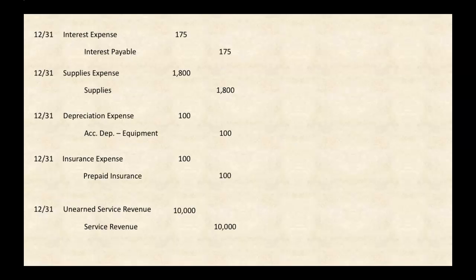So here are all of the adjusting entries that we made. And you'll notice in these entries, words are similar, right? Interest, interest, supplies, supplies. That's going to be a theme as you continue on with your adjusting entries.